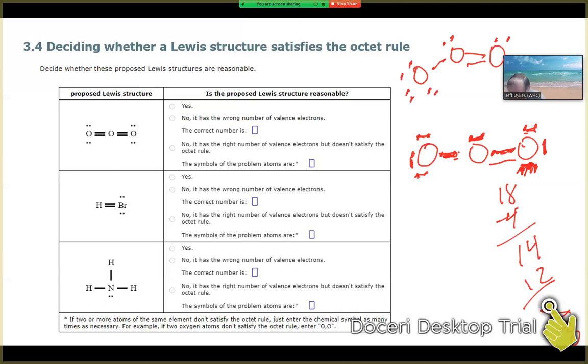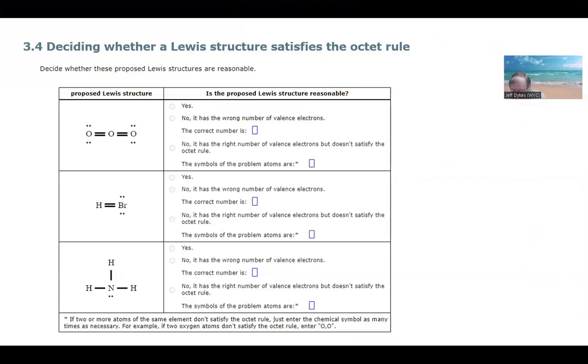This is a bent shape, because the pair of unbonded electrons is going to force the electrons in the bonds downwards. So this is going to be a bent shape. You won't see the lone pair, you'll just see the shape like that. All right, so that's the first one.